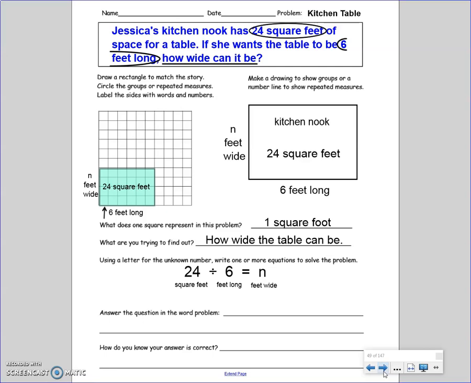What multiplication equation would help us solve this problem? I respectfully agree. 24 equals 6 times n is going to help us solve this problem. I want you to think to yourself, 6 times what equals 24? What would n equal? I agree. N equals 4 because 6 times 4 is 24. So 24 divided by 6 equals n. I want you to think what would be an excellent third grade answer to the question, how wide can this table be? I agree. An excellent third grade answer would be the table can be 4 feet wide.